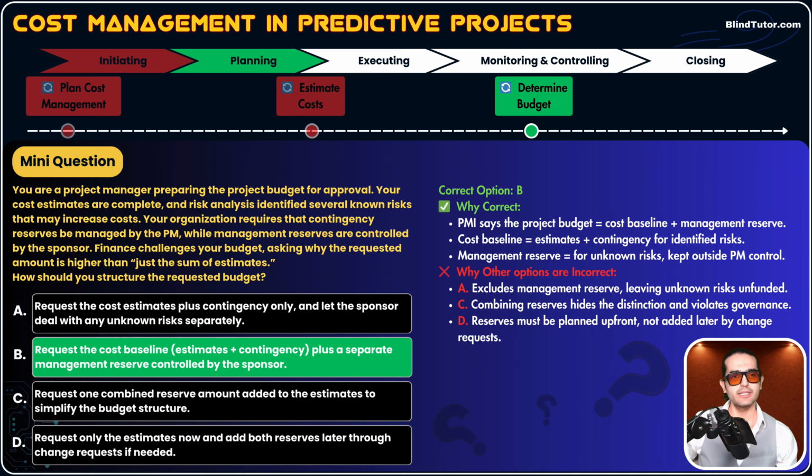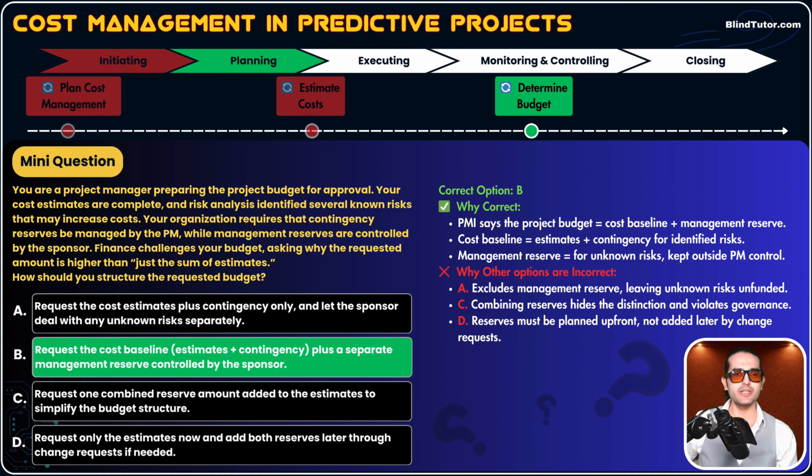Why are other options incorrect? Guys, option A says, hey, request the cost estimates plus contingency only. It excludes management reserve in the project budget. It violates the project budget's definition. Project budget includes management reserve, but option A says exclude management reserve. No. Option B is correct.